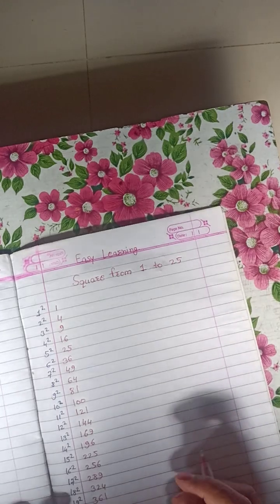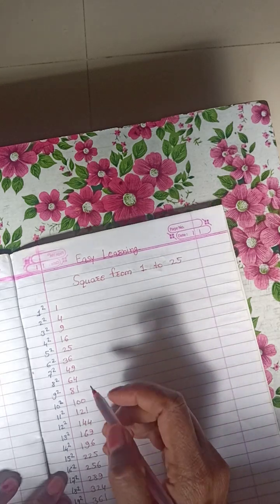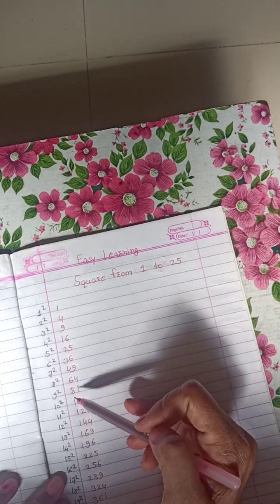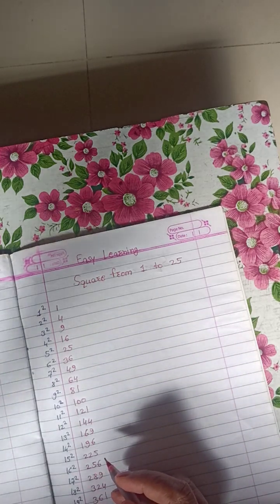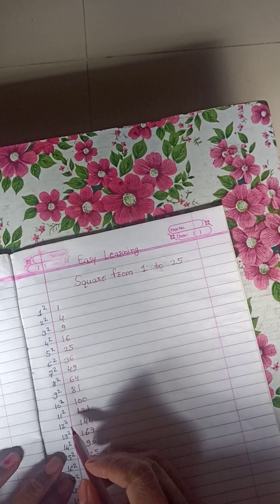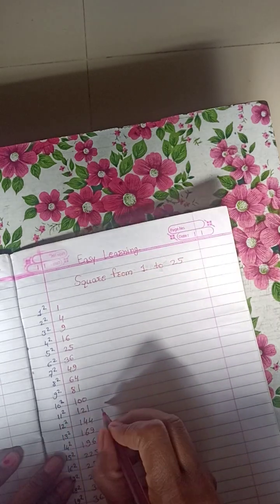Dear students, we learned in the previous video the squares from 1 to 25. Now we have to learn from 1 to 10, and then we have to learn from 11 to 25. Easy way to recall this: first you have to concentrate on this part.